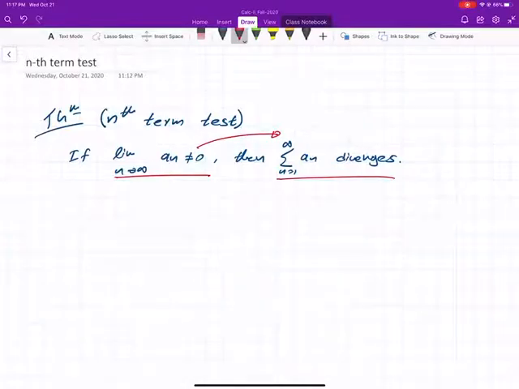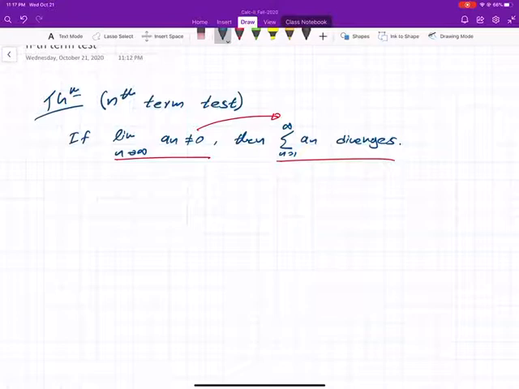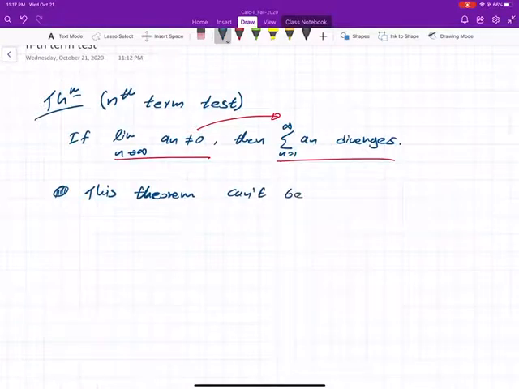Okay, so there's a very important thing. This theorem cannot be used to show convergence. Again, I'm telling you, this theorem cannot be used to show convergence. This is a test only for divergence. Okay, let me write down that as a point. This theorem cannot be used to prove convergence.